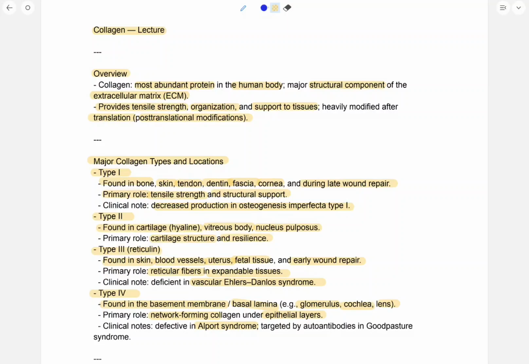So how will you remember that? Alport has basement, so type 4 is under the floor. Type 4 collagen is defective in Alport syndrome, and it is targeted by autoantibodies in Goodpasture syndrome.